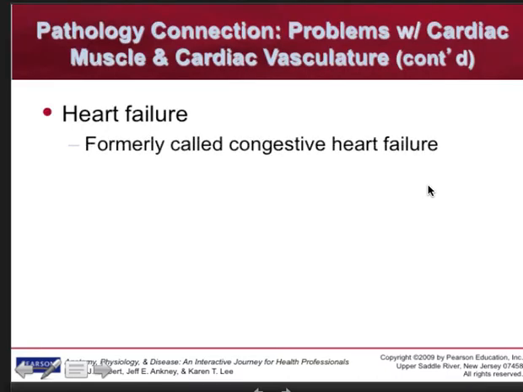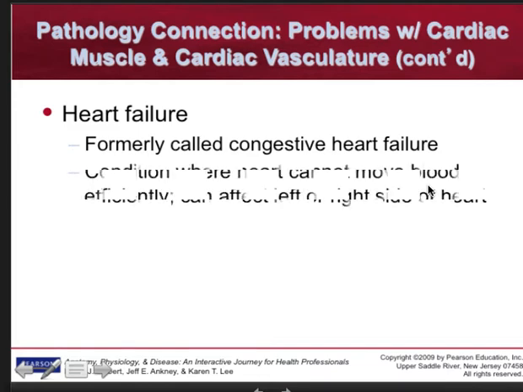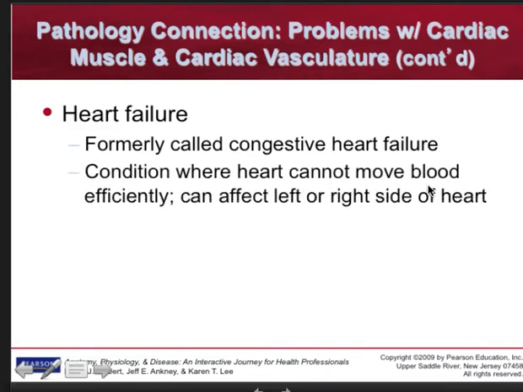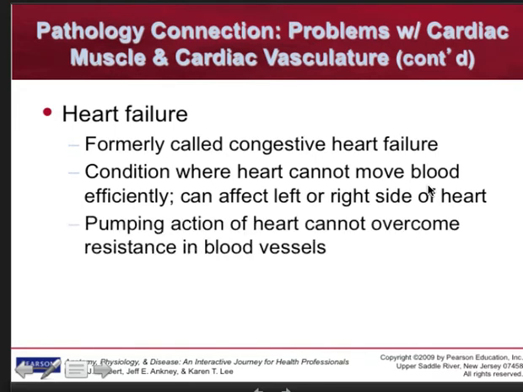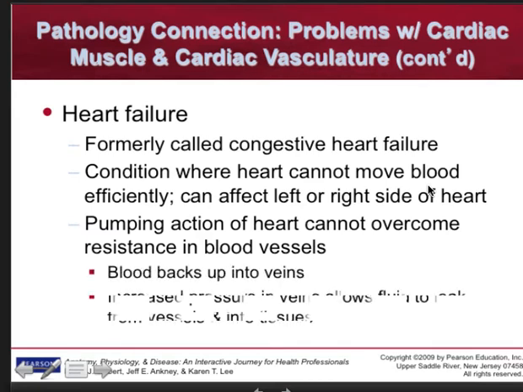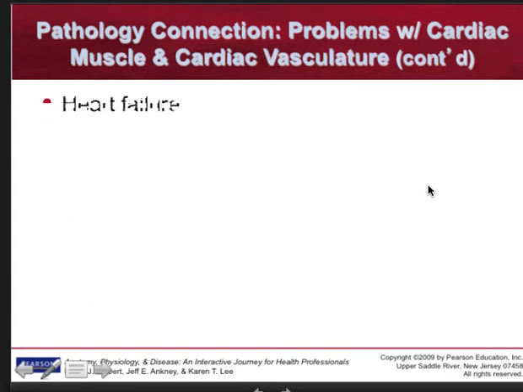Okay, occasionally the heart will stop pumping. Heart failure used to be called congestive heart failure, and this is when the heart can't move the blood effectively. It can affect either side of the heart. The pumping action of the heart can't overcome the resistance in the vessels, and blood backs up into the veins, and this increased pressure allows fluid to leak from the vessels and into tissue.